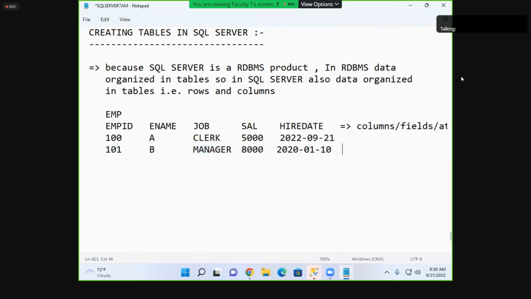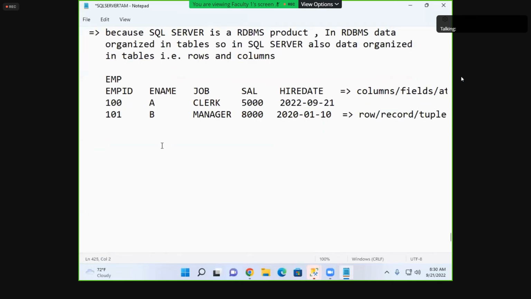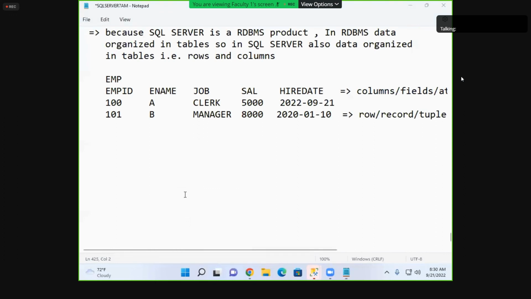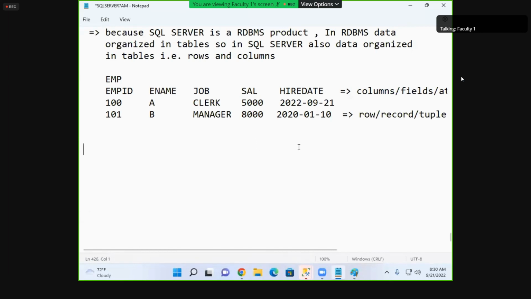These horizontals are called rows, or you can call them records, or tuples. So these verticals are called fields, and these horizontals are called rows. Row, record, tuple.